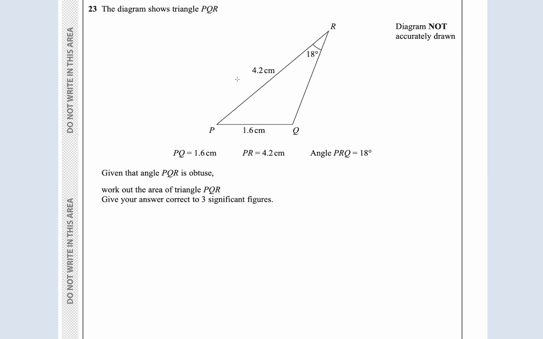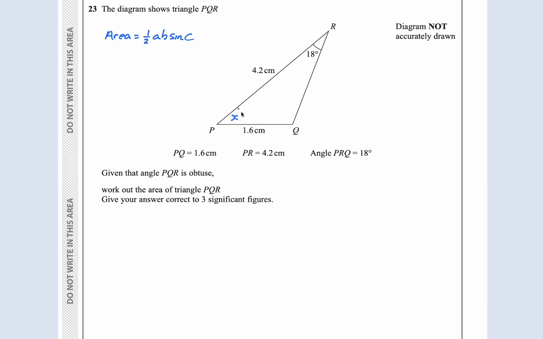Okay, we have triangle PQR, and it says given PQR is obtuse, this angle here is obtuse, work out the area of the triangle. Okay, so guys, I don't have the height of the triangle, so I'm going to have to use this formula. The formula is a half AB sine C. This formula is in the formula sheet. Now to use this, you need two sides and the angle between them. So I need this angle here.